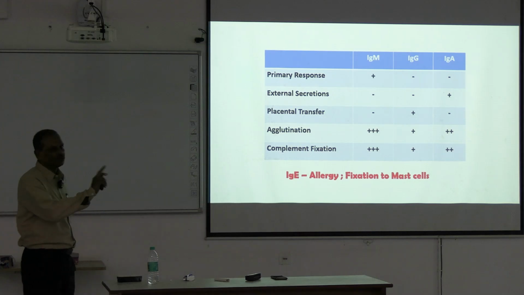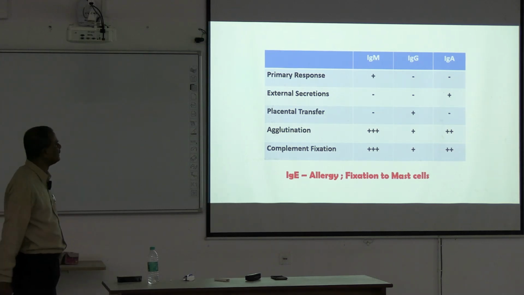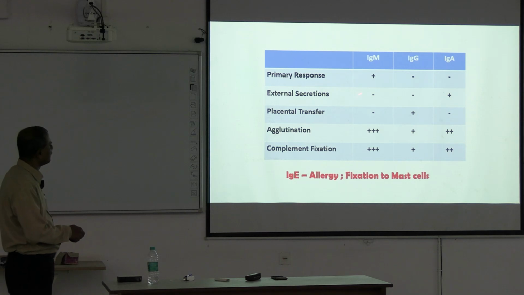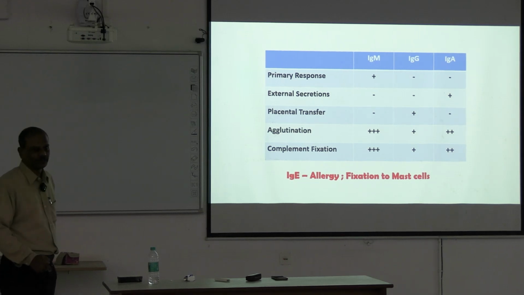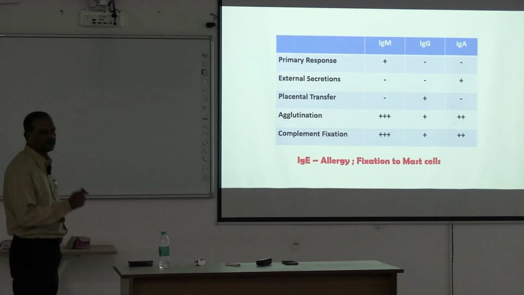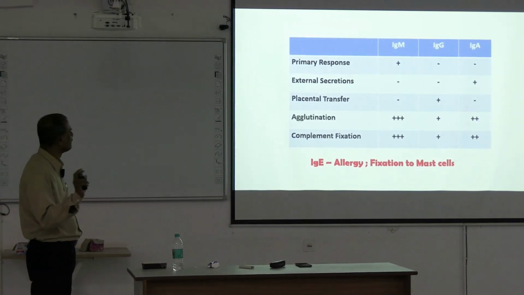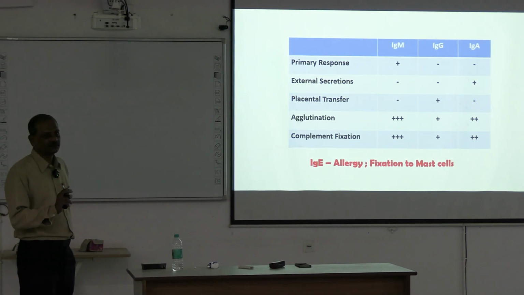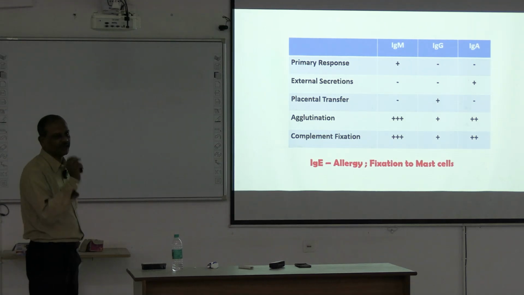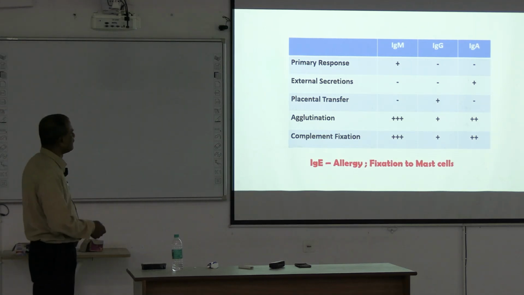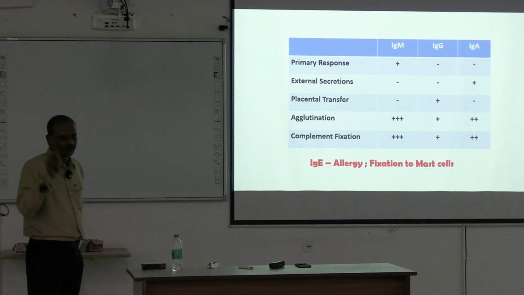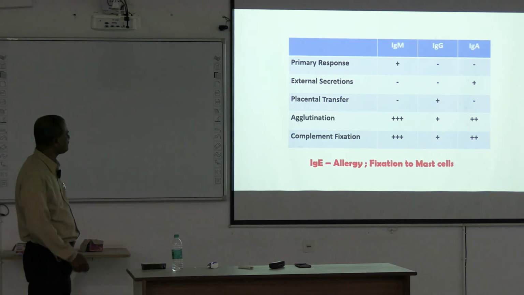Primary response: what is the difference between the 3, IgM, IgG and IgA? The primary response is IgM, as I have repeatedly told you. IgG and IgA will not be there in the primary response. External secretions: remember, external secretion is IgA. So IgA is present. Placental transfer: from the mother we get IgG.